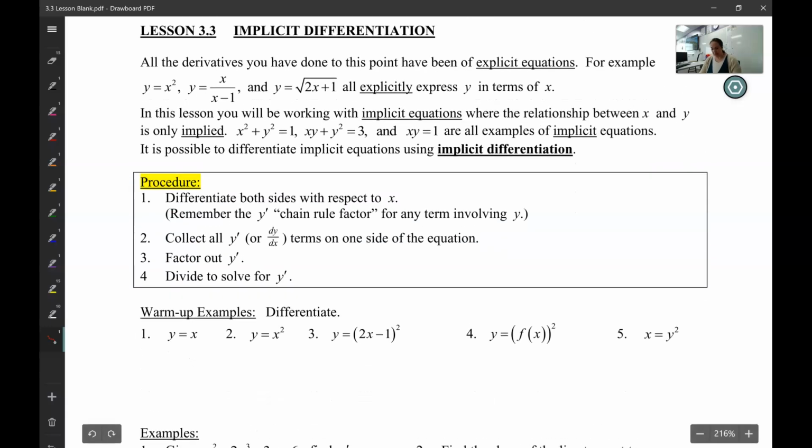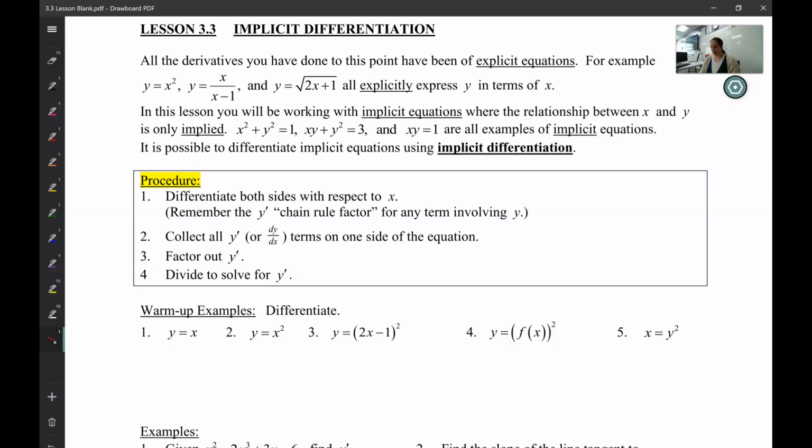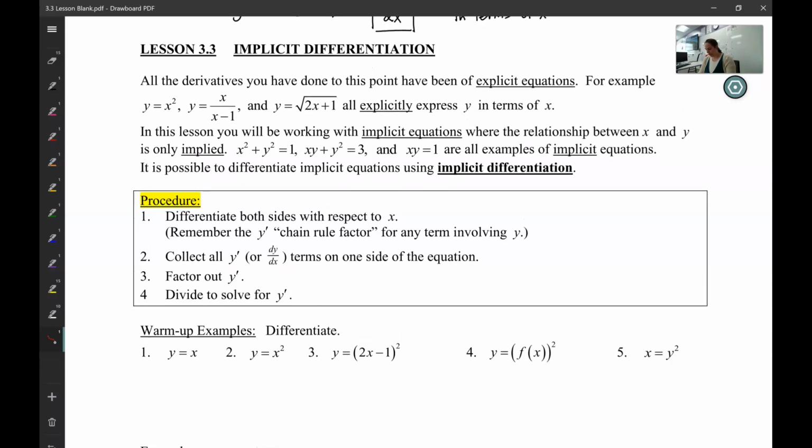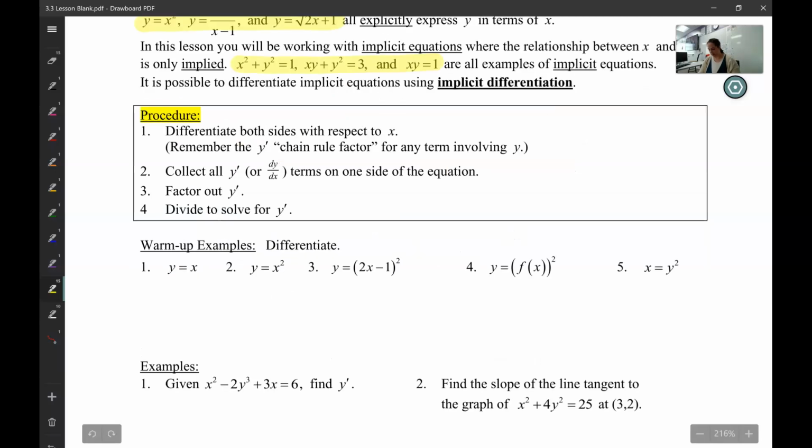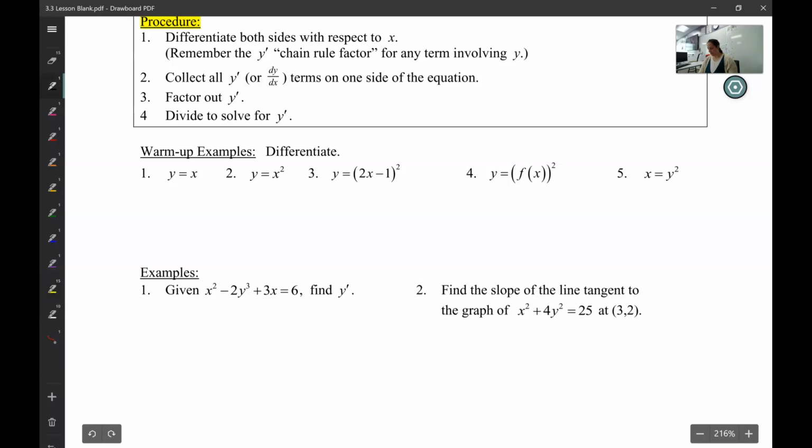Now, implicit differentiation is where it says it right here. So far we've been doing examples like this. Basically examples that were functions. They pass the horizontal or vertical line test, that kind of ideal. The x is explicitly express y in terms of x. But now we're going to start to do functions, or I should say equations, that aren't necessarily functions. So they don't pass that vertical line test. Now here's what we're going to start with. Let's start with these warm-up examples.